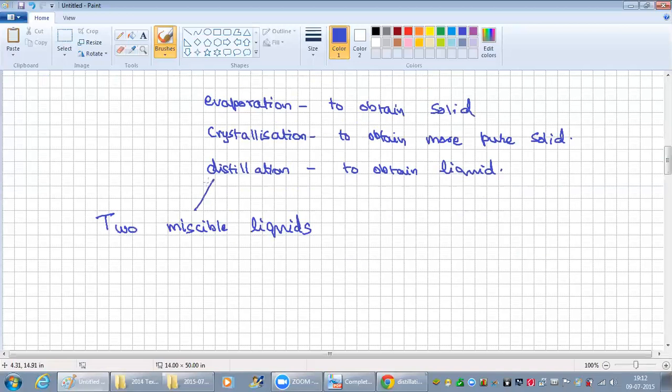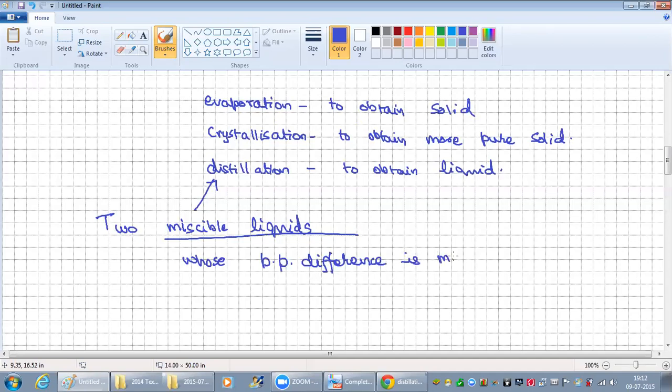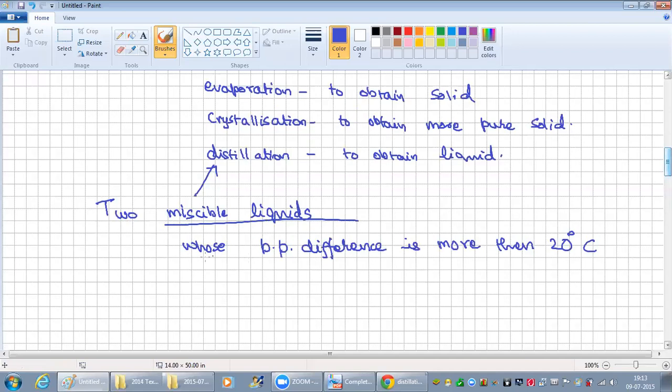Okay, so the method of distillation can be used even for two miscible liquids, that is two liquids that mix up with each other, whose boiling point difference is more than 20 degrees Celsius. Okay, example is alcohol plus water.